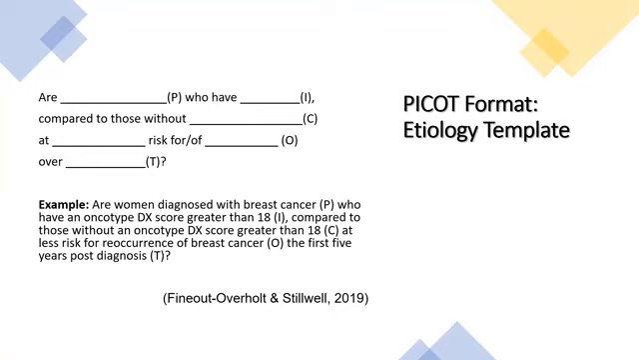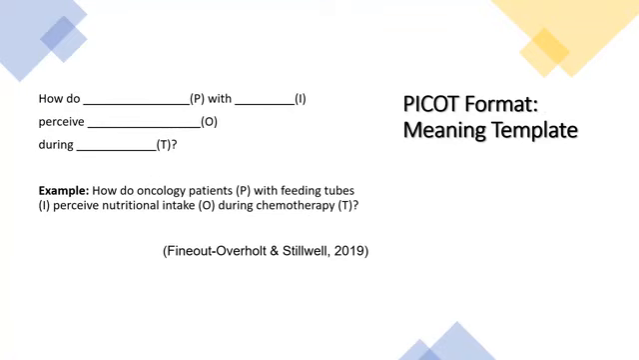And then the etiology template: are women diagnosed with breast cancer who have an Oncotype DX score greater than 18, compared to those without an Oncotype DX score greater than 18, at less risk for recurrence of breast cancer the first 5 years post-diagnosis? Very detailed question, but as far as an etiology question, I'm not sure how much distance you could get from it with the grad project.